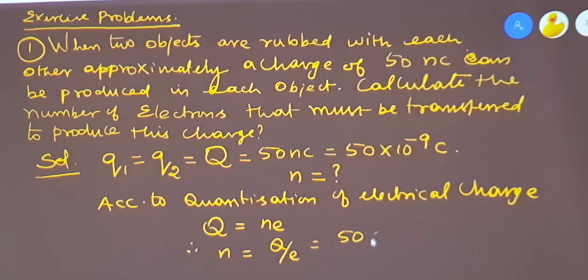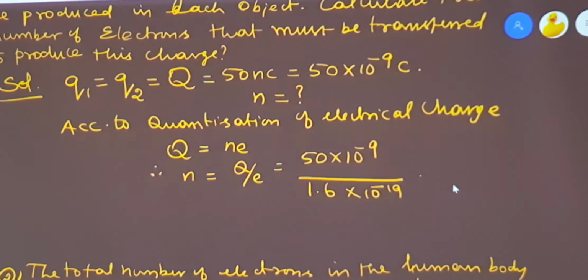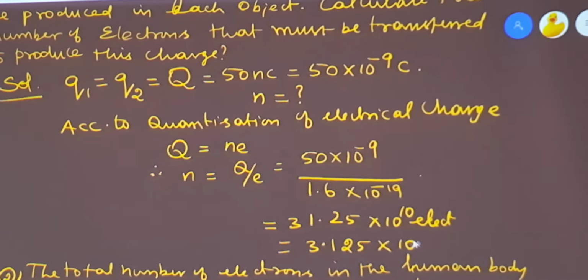What is Q? 50 into 10 to the power of minus 9, divided by, what is the charge of one electron? 1.6 into 10 to the power of minus 19. So simplify and get the answer. It is your task to simplify and get the answer, and you should get the answer as 31.25 into 10 to the power of 10 electrons. Or you can say it as 3.125 into 10 to the power of 11 electrons.